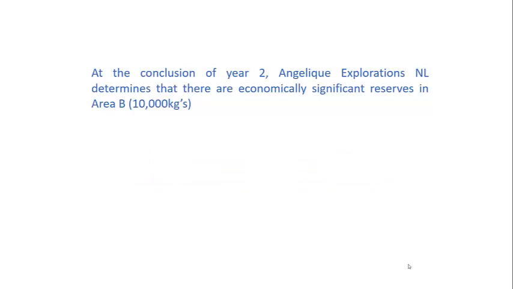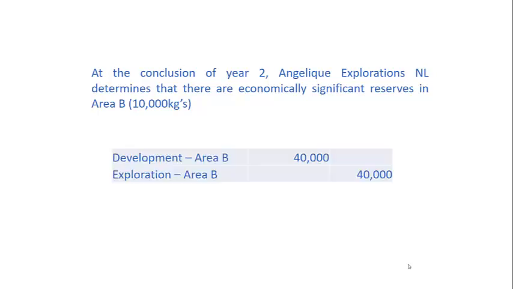At the end of year two, Angelique determines that there are economically significant reserves in area B, say 10,000 kilos, and these are such that the recoverable amount is greater than the book value of the exploration expenditure carried forward. So in this circumstance, we'd have to reclassify the exploration expenditure carried forward, and what I'm doing here is reclassifying the expenditure from an exploration type account into a development type account to highlight the fact that the development account now represents an area or expenditure where we have found an economically significant resource and it can be expected to proceed into production.